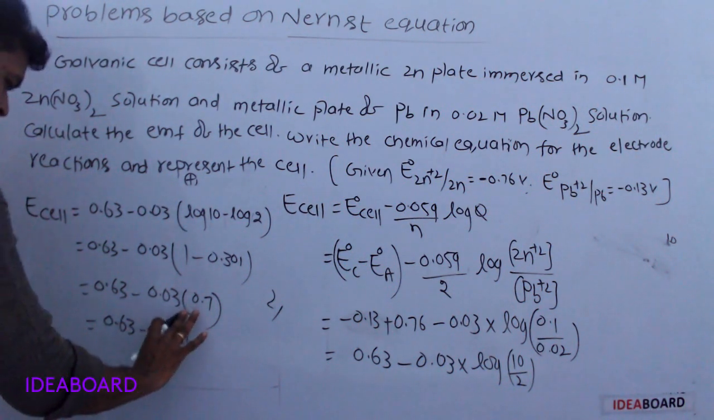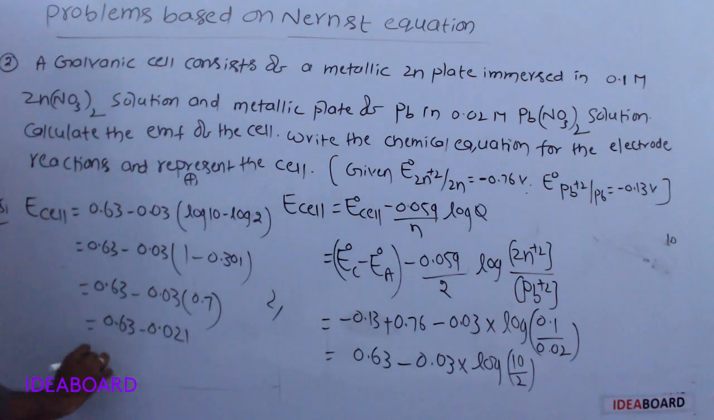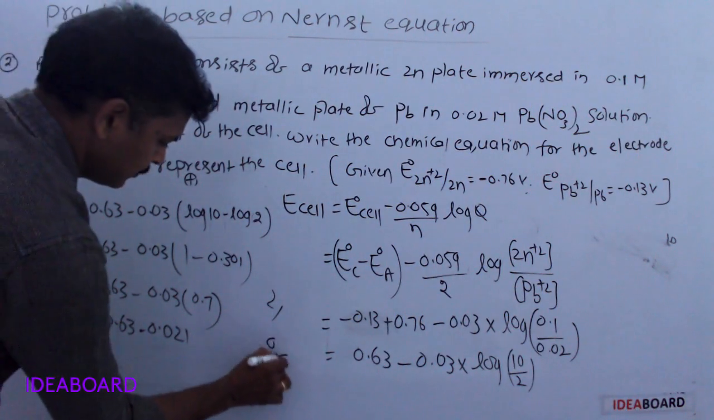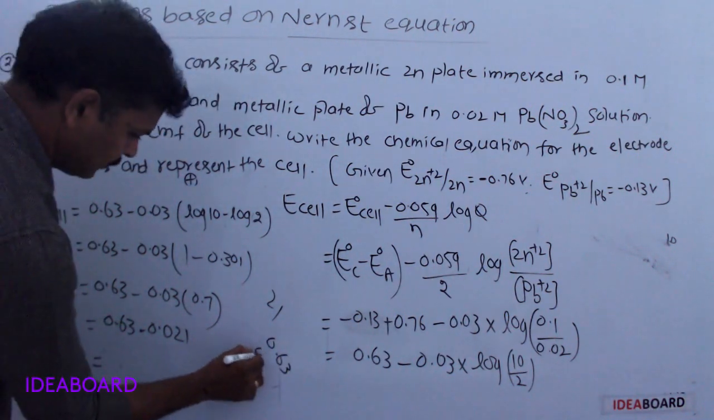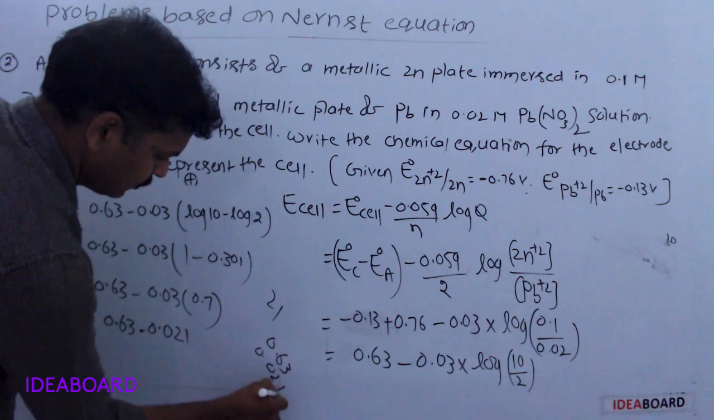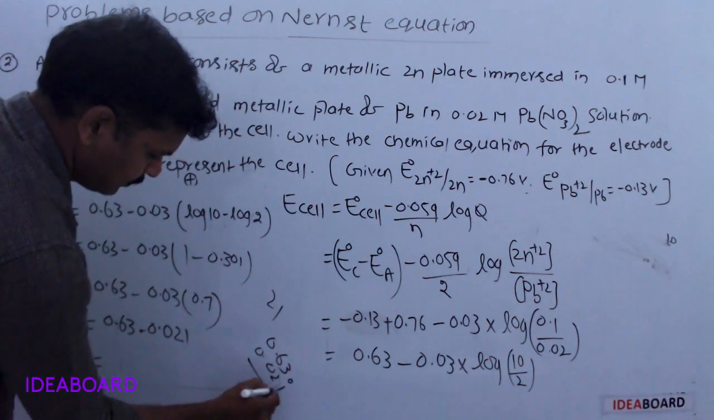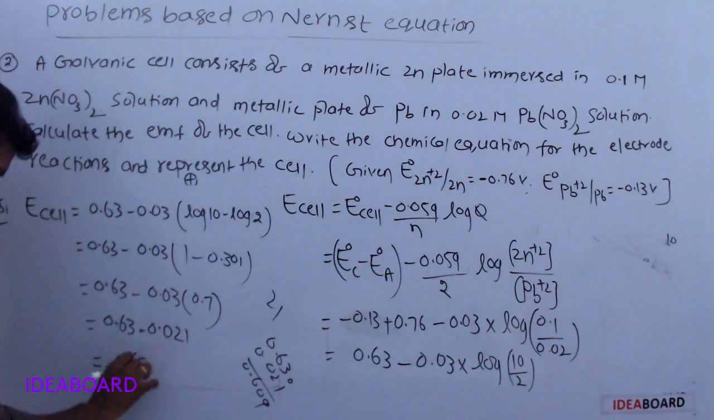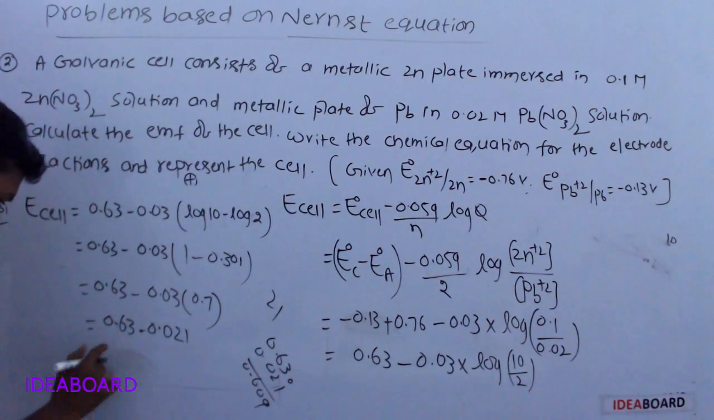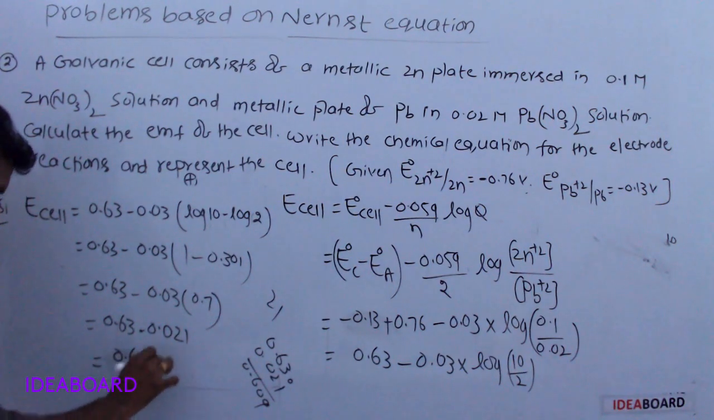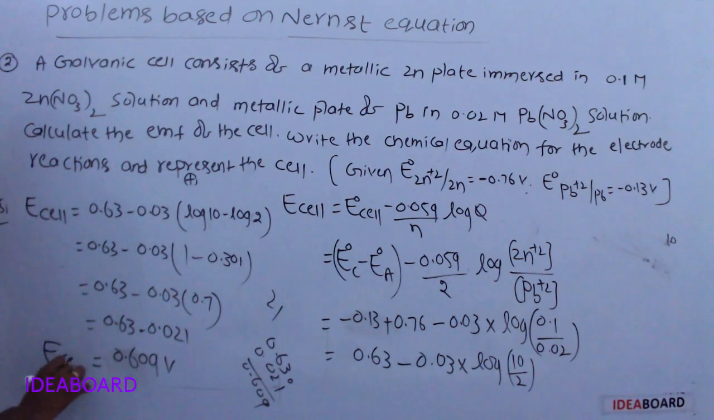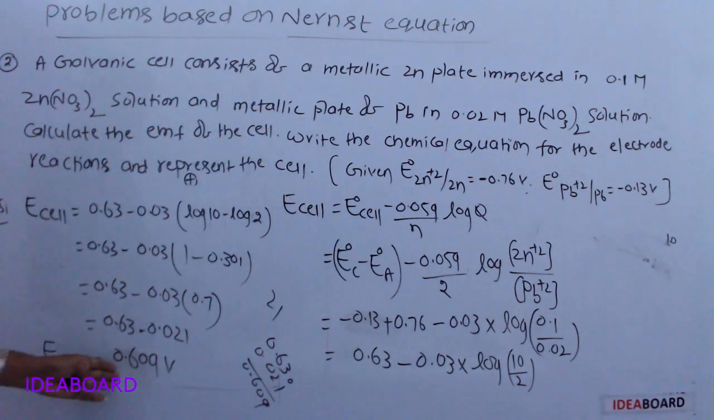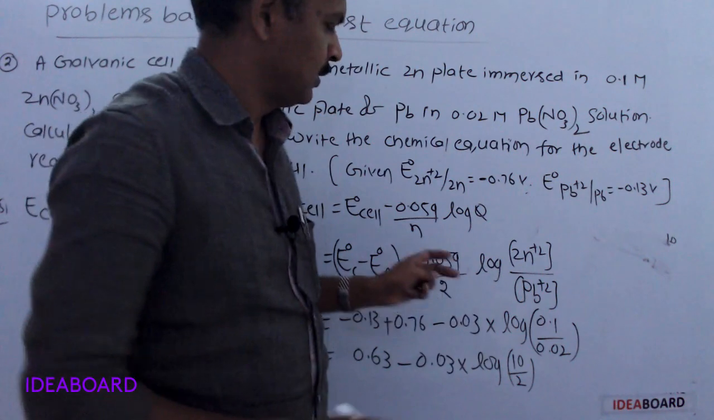0.03 into 0.7 is 0.021. Then this value should be 0.63 minus 0.021, which is 0.609 volts. So the electromotive force of the cell is 0.609 volts.